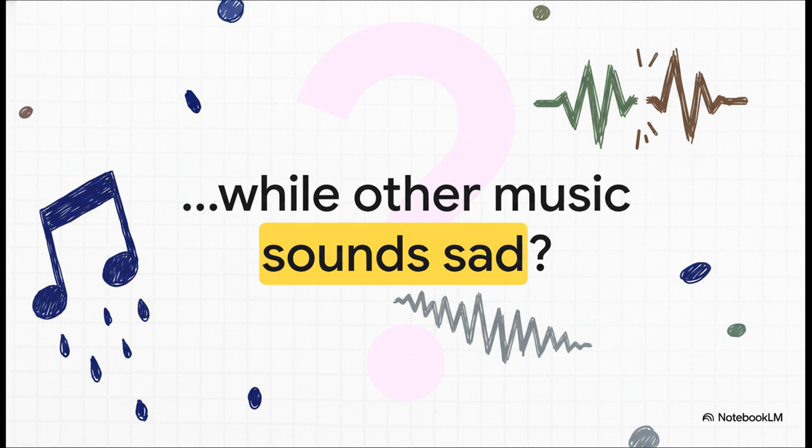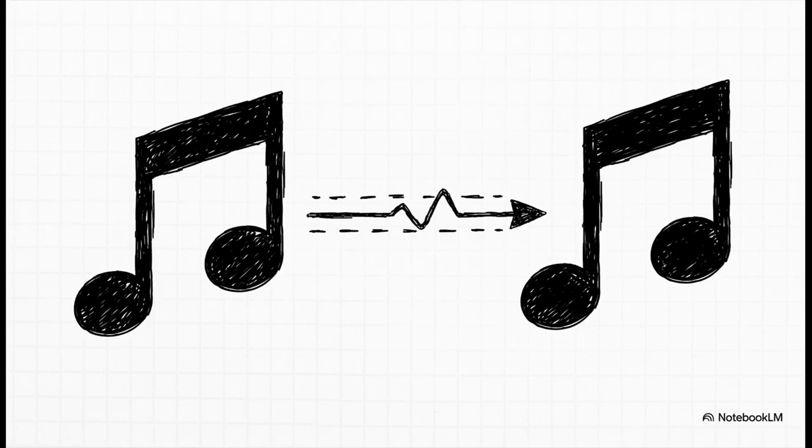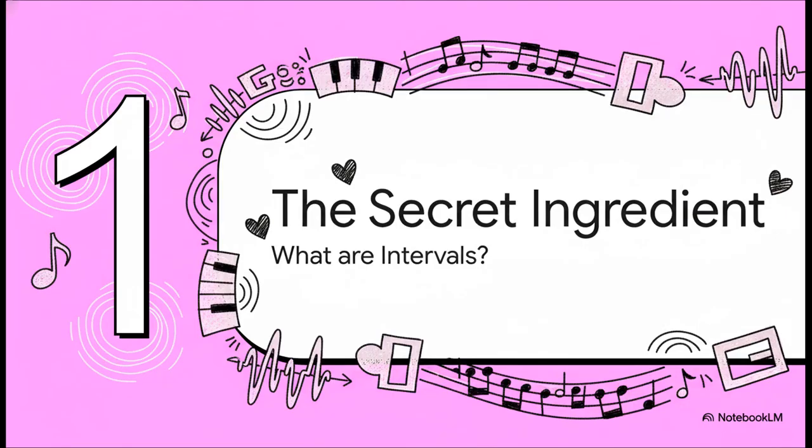Here's the thing. It's not some kind of magic. It's actually a science. And the answer is way simpler than you might think. The secret is right here. The entire emotional language of music isn't just about the notes themselves. It's all about the distance, the space between them. And that space, well, it has a name. This secret ingredient is called an interval. And honestly, if you can wrap your head around this one idea, you're on your way to understanding why music makes us feel, well, anything at all.